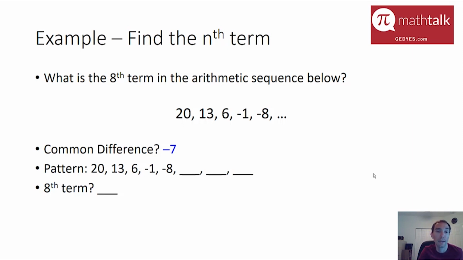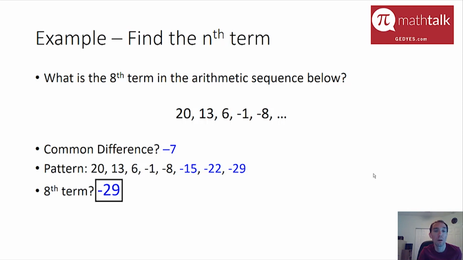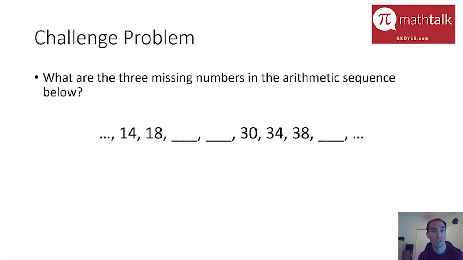So if we continue that pattern, -8 minus 7 is -15, minus another 7 is -22, minus another 7 is negative 29, which means the 8th term in this sequence is negative 29. And you can see that once I hit negative 1, my pattern stayed negative continuously and will continue to be negative if I were to go and find the 20th, 50th, 100th term, whatever it may be. It's going to stay negative. So I want to issue a challenge problem to see what you've learned.